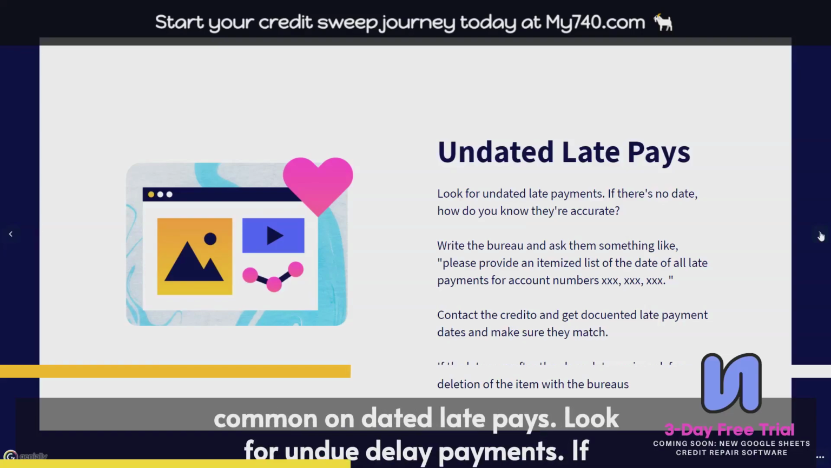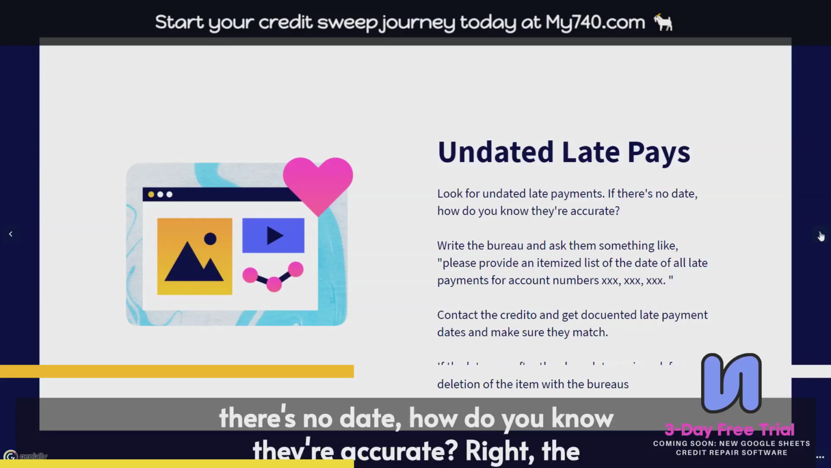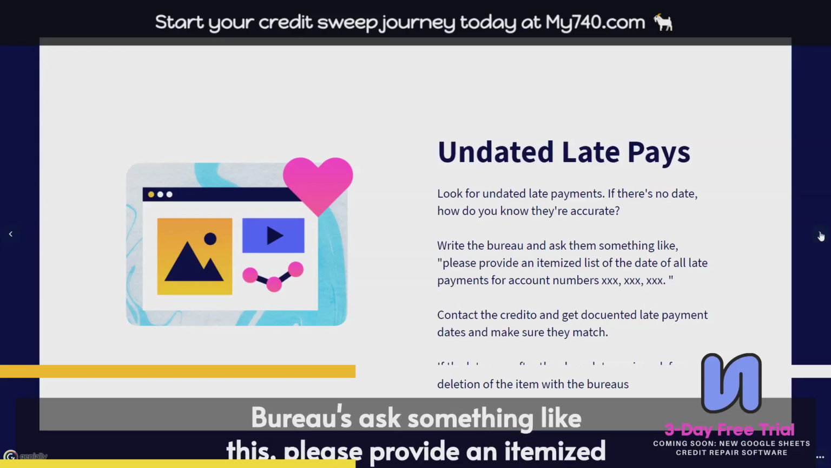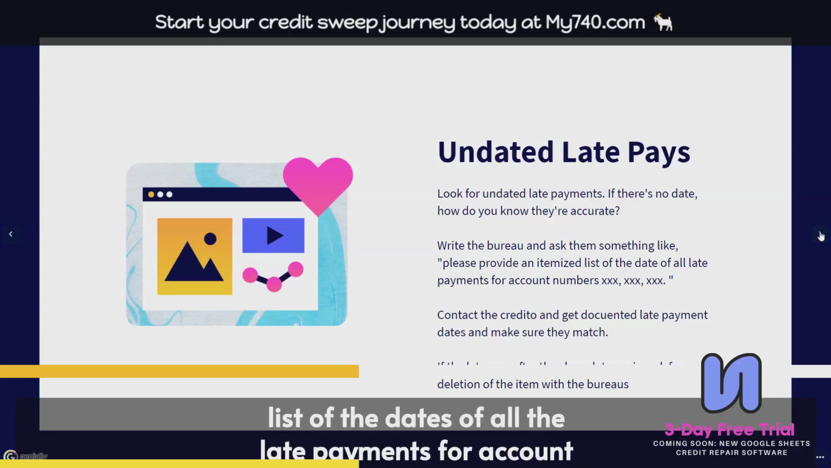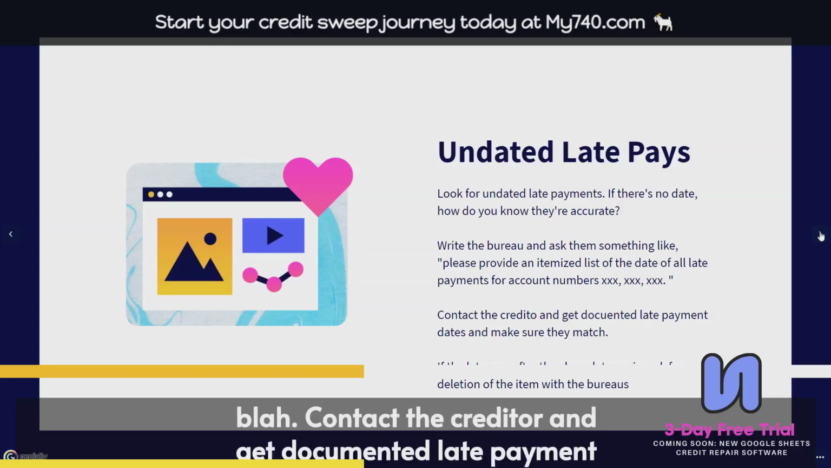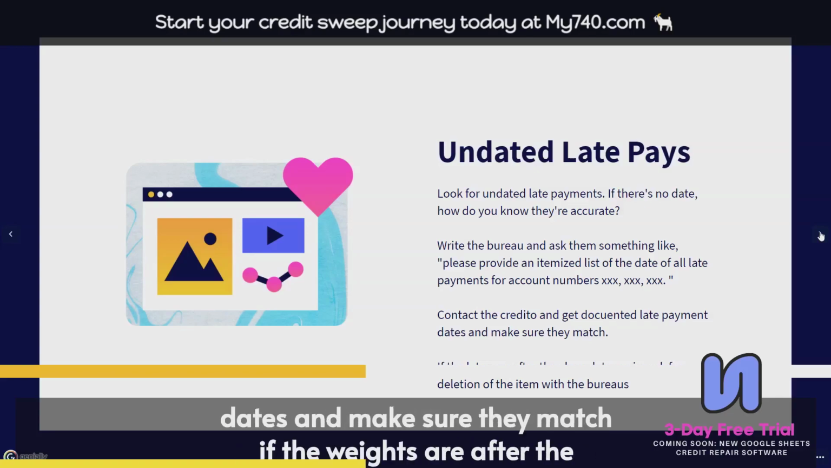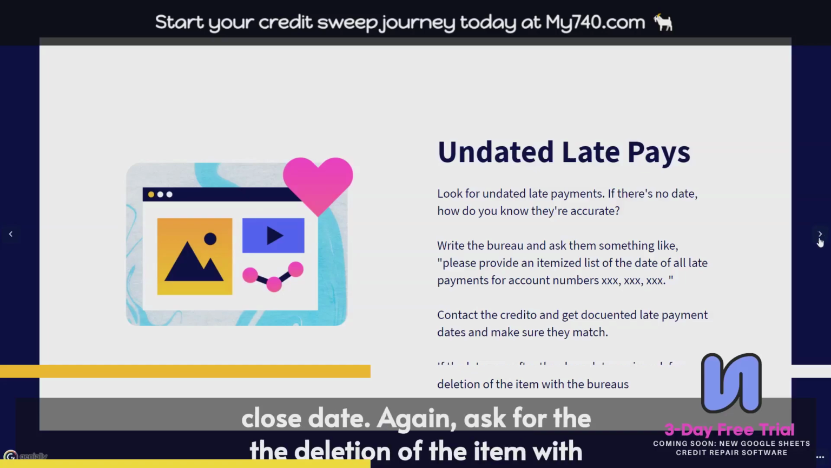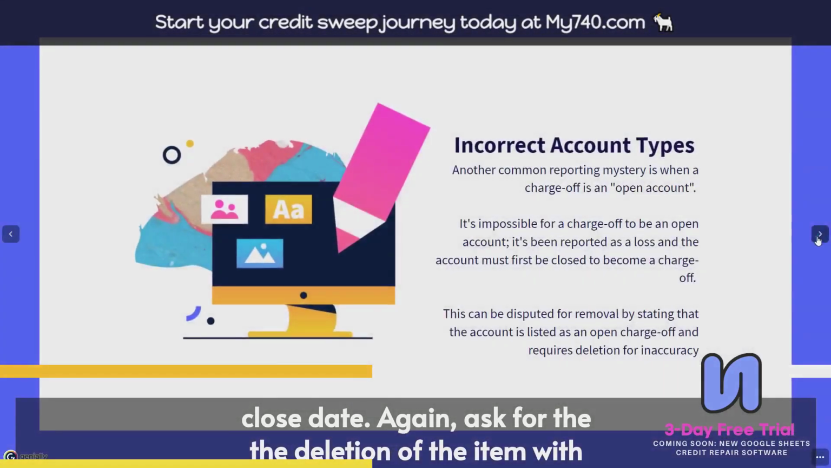Look for undated late payments. If there's no date, how do you know they're accurate? Write the bureau and ask something like this: Please provide an itemized list of the dates of all the late payments for account number, blah blah blah. Contact the creditor and get documented late payment dates and make sure they match. If the lates are after the close date, again, ask for the deletion of the item with the bureaus.